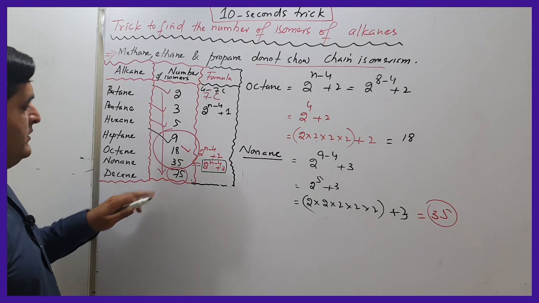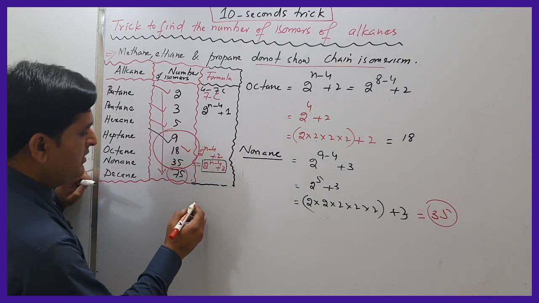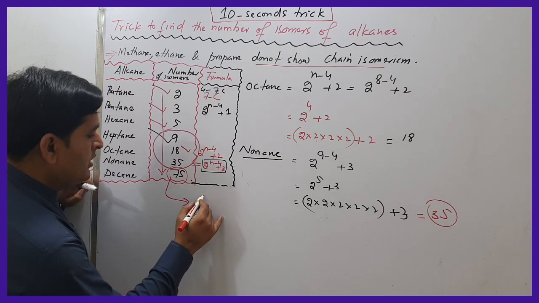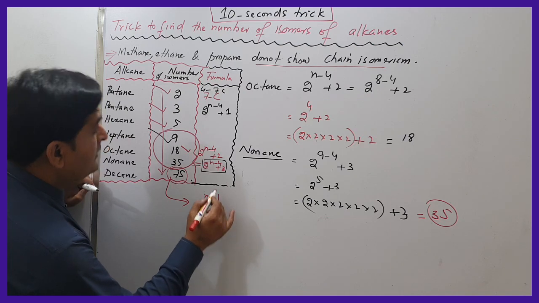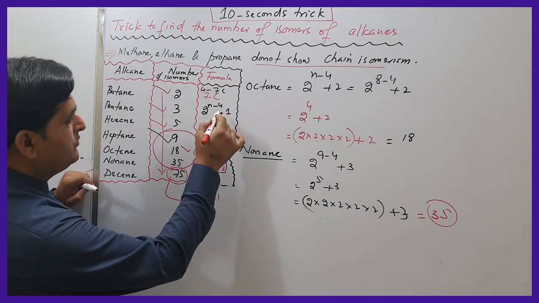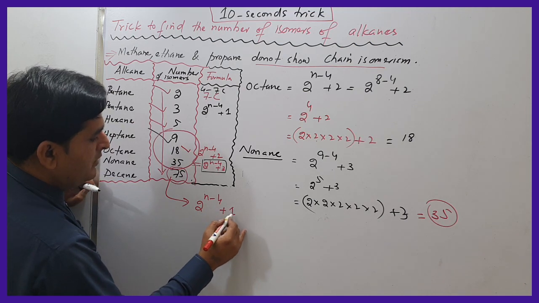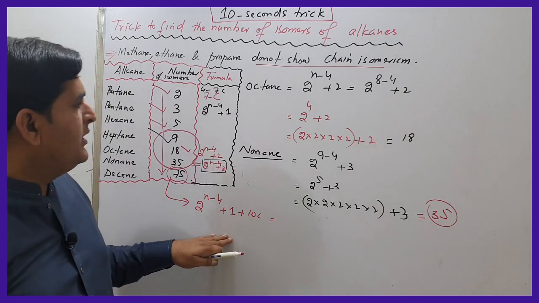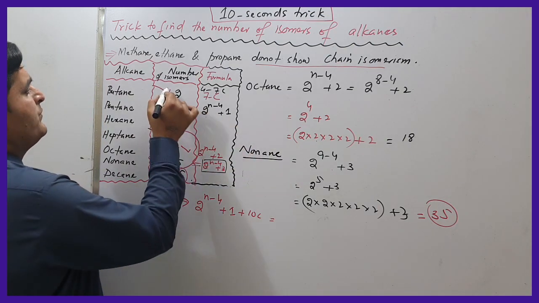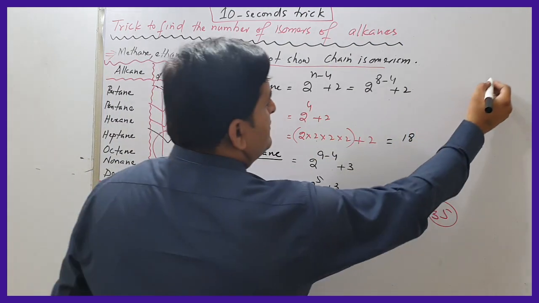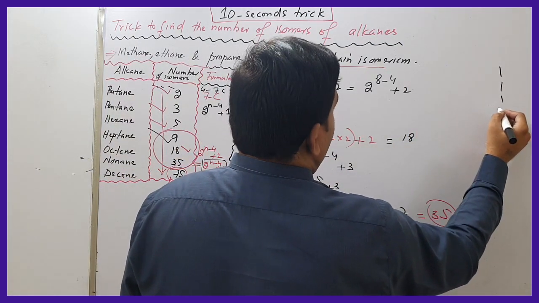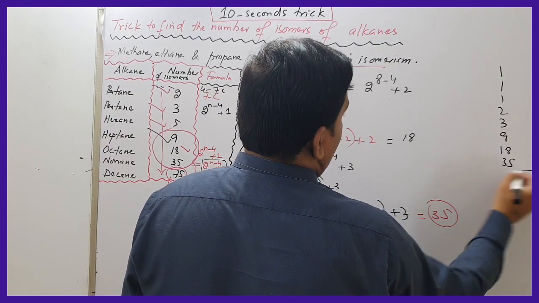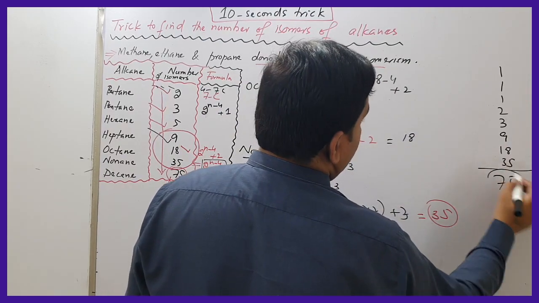For decane, it's simple: the first has one isomer, the last has 75, so there is no issue. But the formula of decane is slightly different from all the others. The formula for calculating the isomers of decane is 2 power n minus 4 plus 1 plus the number of carbon atoms, 10. Or if you don't go for this formula, add all the number of isomers: 1 for methane, 1 for ethane, 1 for propane, 2 for butane, 3 for pentane, 5 for hexane, 9 for heptane, 18 for octane, 35 for nonane. The sum of all these will be 75.